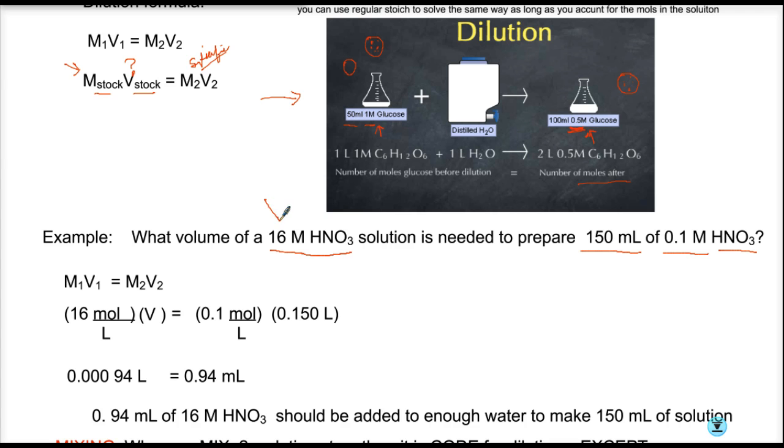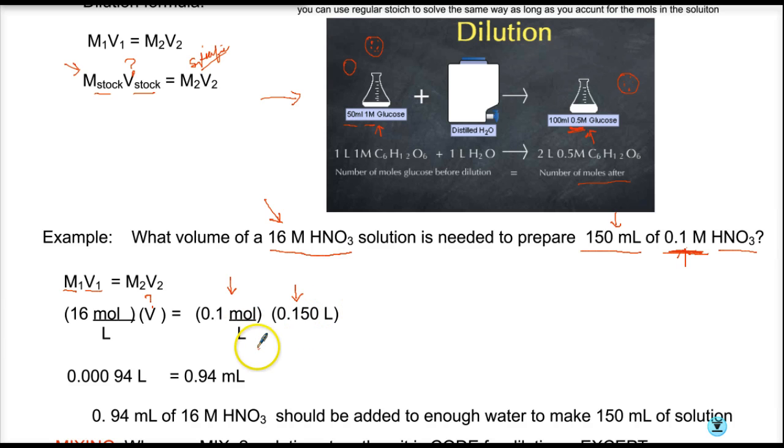You could never have this out in the lab. That would be extremely dangerous. But we often have that molarity. So how do you make that? Well, this is your stock, what you know about it. It's 16 moles per liter, and you are asked for the volume of that stock solution that you are going to need to make a 0.1 molar solution. And how much of that do you need? 150 milliliters.